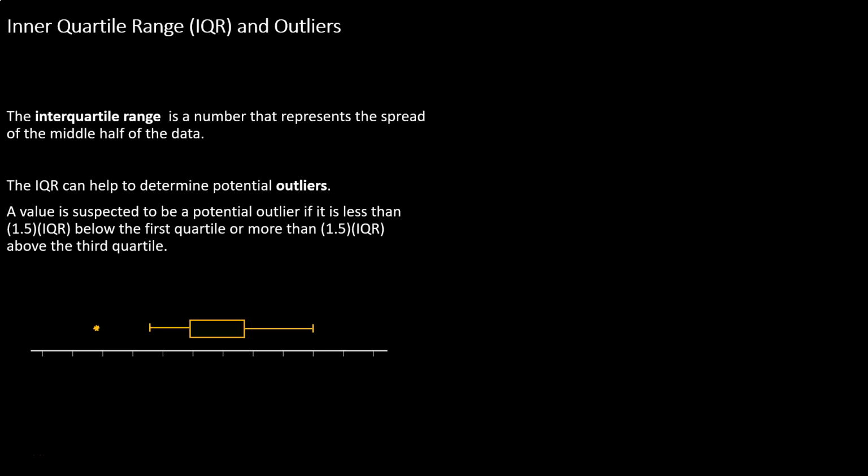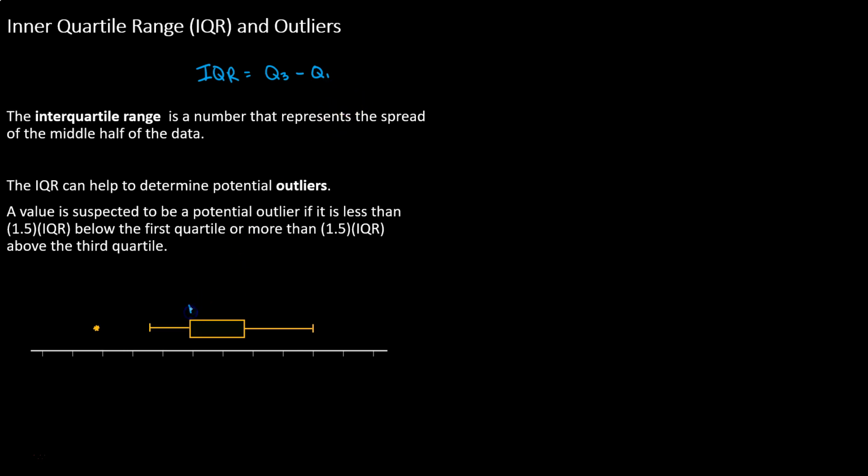The interquartile range is a value that we can use to represent how spread apart or how close together data values are in a data set. To find the interquartile range, all we need to do is find the difference between the third and the first quartile. So our IQR, interquartile range, can be found by taking the third quartile and subtracting the first quartile from it.